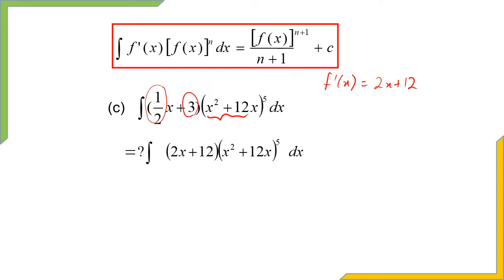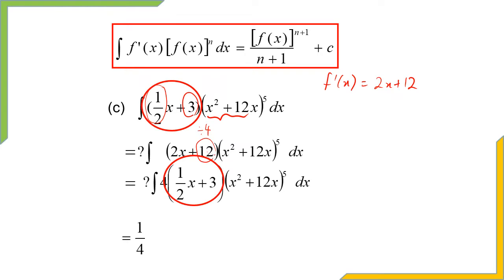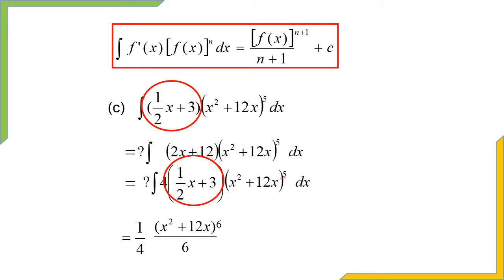So how do we get 3 from this 12? We need to divide this 12 by 4 or multiply by 1 over 4. So that's why we need to multiply by 1 over 4. Use the formula: f(x) is equal to (x squared + 12x) to the power of n plus 1. So 5 plus 1 is equal to 6, over 6, and then plus c. So simplify, 4 multiplied by 6 is equal to 24. So (x squared + 12x) to the power of 6 divided by 24 plus c.